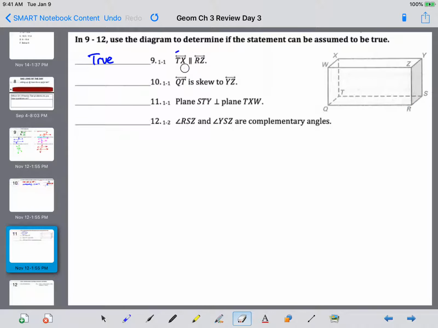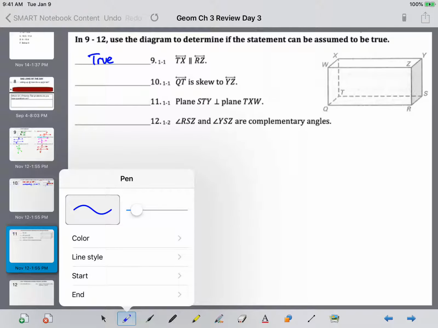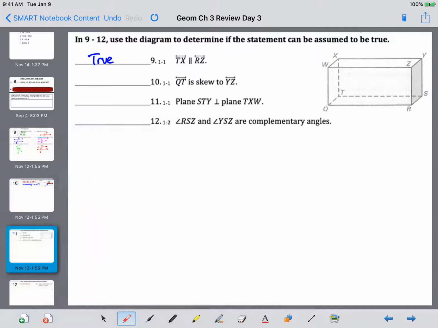Let's look at our next problem. We are told QT, so that's this line here, is skew to YZ. So if you remember, skew means that they're not parallel and don't intersect. Well, QT and ZY or YZ actually are parallel, so they're not skew because they are parallel. That is false.